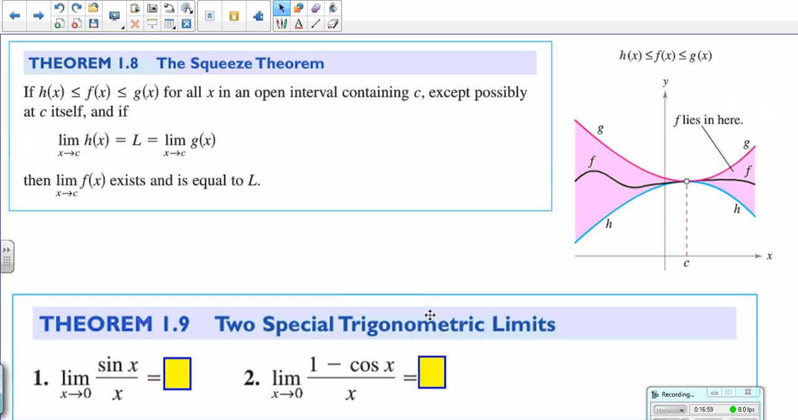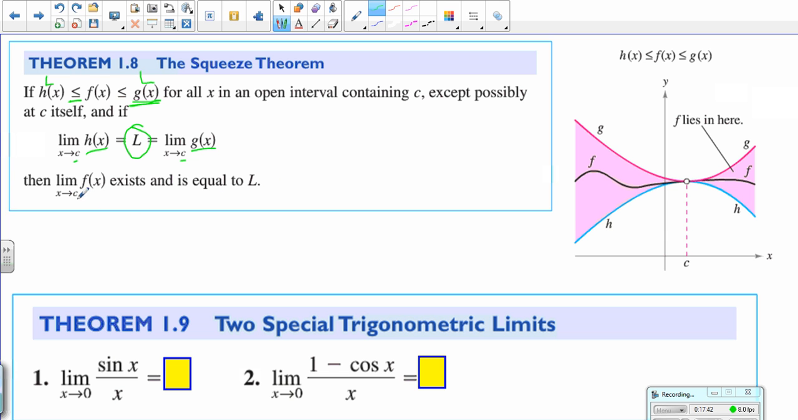Squeeze theorem. Notice the words in the very beginning of this. Very important to read this. We have three functions identified, h, f, and g, and they are ordered so that we can tell which is the larger of the functions. g of x is larger than f of x, which is larger than h of x, in an open interval containing c, except possibly c itself. We also know that h of x and g of x approach the same number, have the same limit, L, when headed towards c. So that's interesting. This has a limit of L, and this has a limit of L.